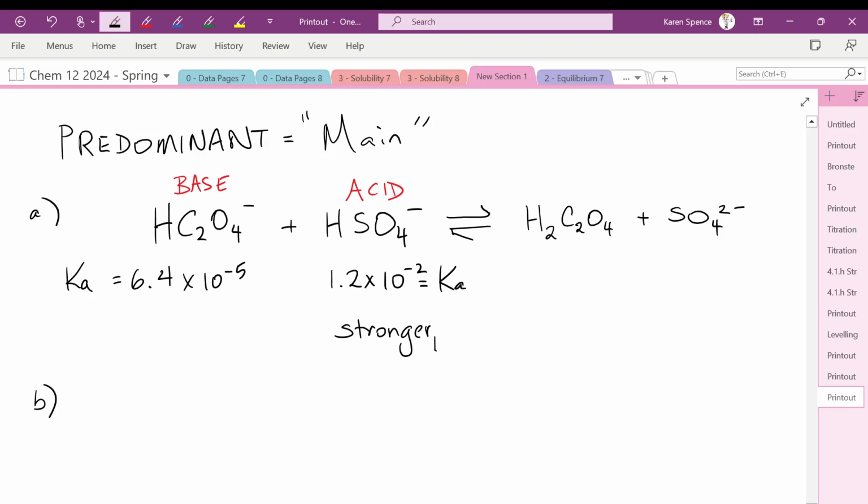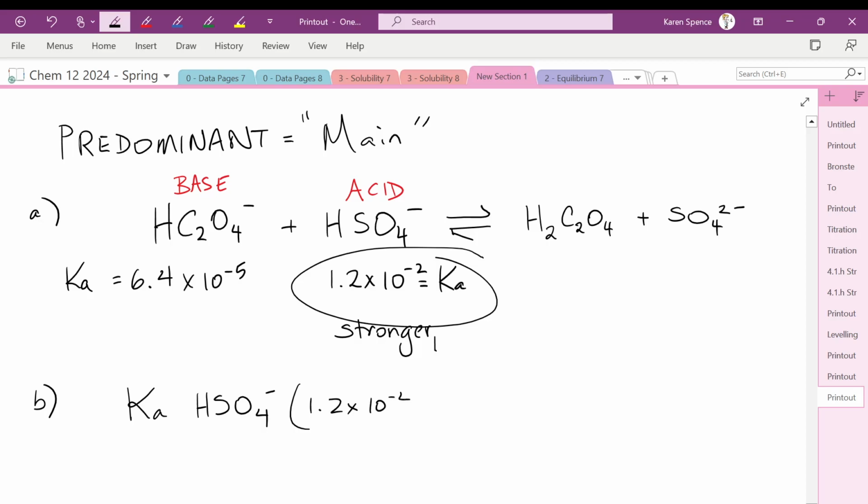The Ka of HSO4 is larger than the Ka of HC2O4. Yes, and if I have written these up here, I can just write that. If I hadn't written them up there, I would probably do like 1.2 times 10 to the negative 2. Yeah, I would throw that in there. Is greater than, and you don't even have to write is greater than, you can just write greater than Ka of HC2O4 minus. Excellent. Point number 1.